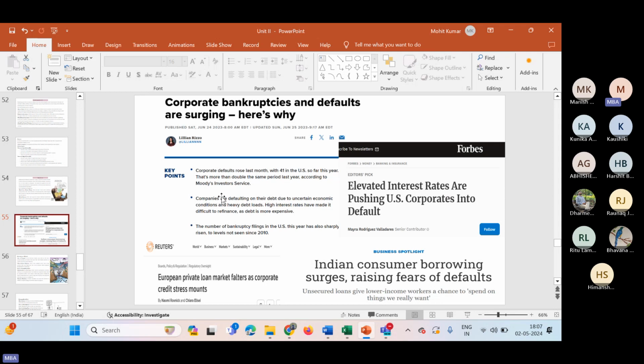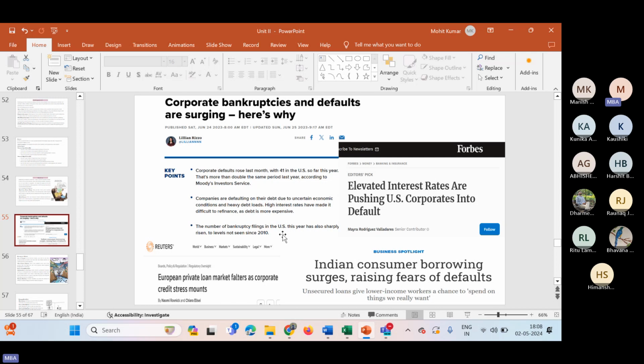See the first point. Corporate defaults rose last month, with 41 in the US so far this year. That's more than double the same period last year, according to Moody's Investor Service. Why is it happening? Because companies are defaulting on their debt due to uncertain economic conditions and heavy debt loads. High interest rates have made it difficult to refinance, as debt is more expensive now. The number of bankruptcy filings in the US this year has also sharply risen to levels not seen since 2010.